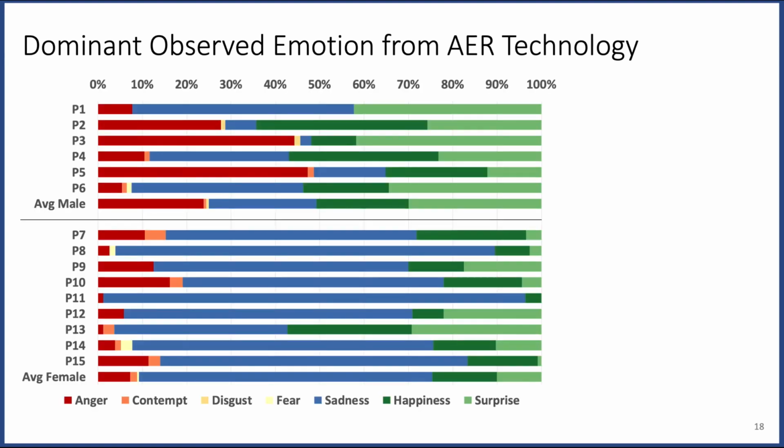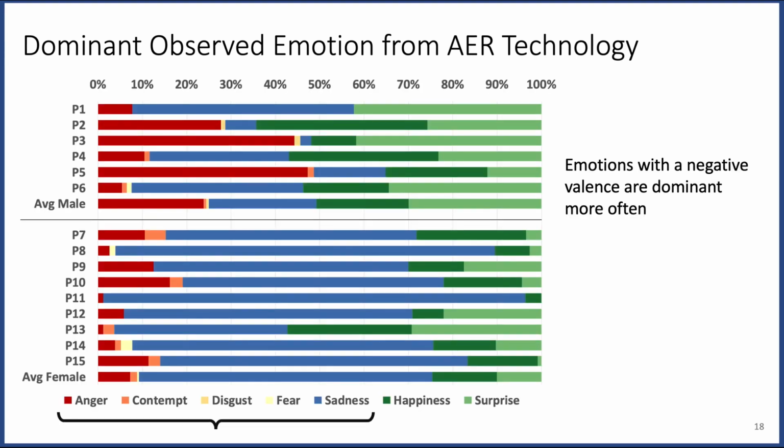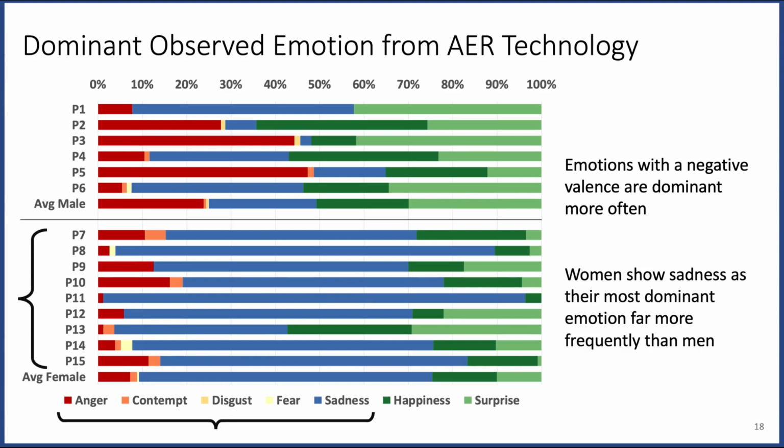We observed two patterns. First, that emotions with a negative valence were dominant more often. As you can see here, the chart is mostly red, yellow, and blue in color, and these were all negative valence emotions. Second, that women show sadness as their most dominant emotion far more frequently than men. This is at odds with prior work in psychology, which says that women usually display more positive emotions than men. We considered what might be causing this in further analysis.